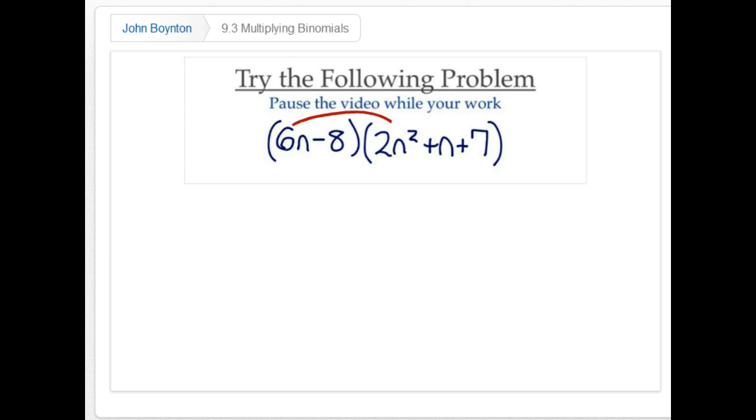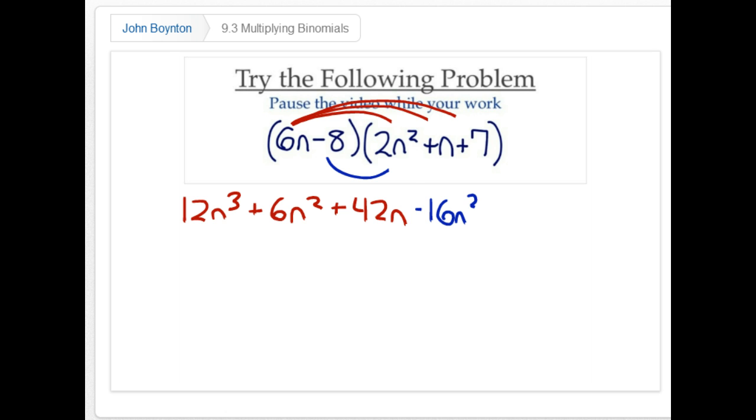Okay. So first things first, let's just go through the 6n and multiply it to everything on that right-hand side. So 6n times 2n squared, 12n to the third. 6n times n makes 6n squared. And 6n times 7 makes positive 42n. Now let's go through and do negative 8 times all this stuff. So negative 8 times 2n squared makes negative 16n squared. Negative 8 times n makes negative 8n. And negative 8 times 7 makes negative 56.